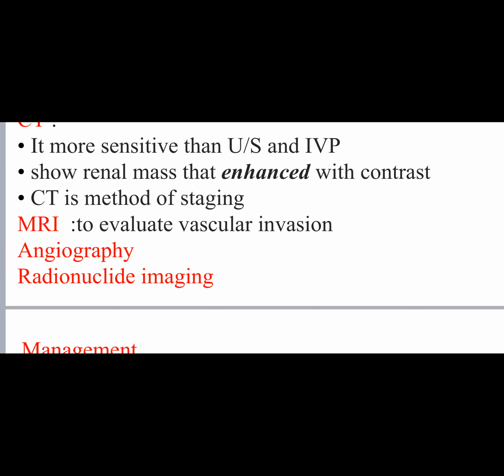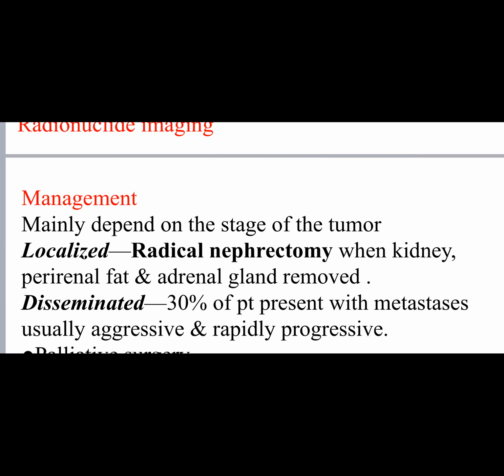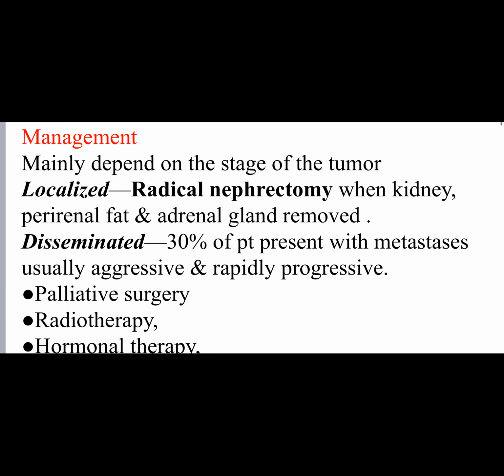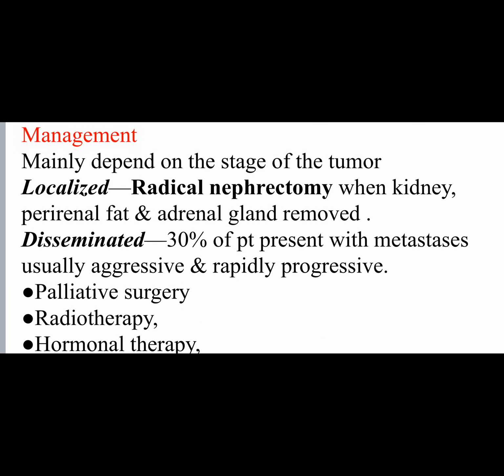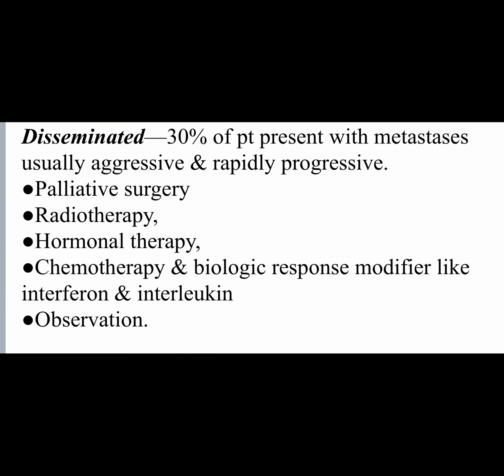Management mainly depends on the stage of the tumor. Localized: radical nephrectomy, where the kidney, perirenal fat, and adrenal gland are removed. Disseminated: 30% of patients present with metastasis, usually aggressive and rapidly progressive. Treatment is palliative surgery, radiotherapy, hormonal therapy, and chemotherapy, plus biological response modifiers like interferon and interleukin, and observation.